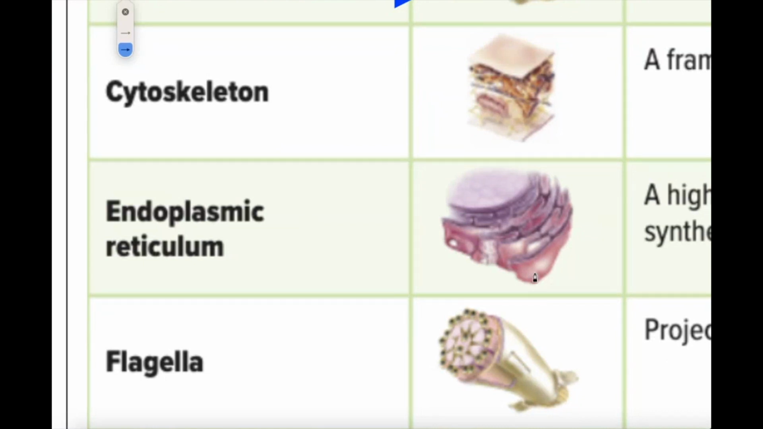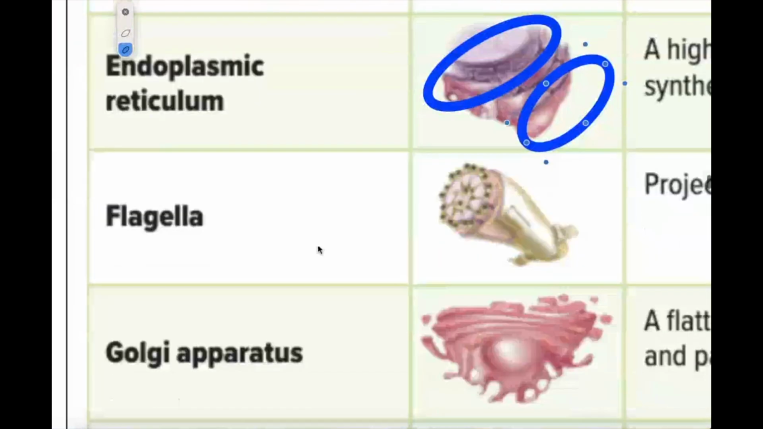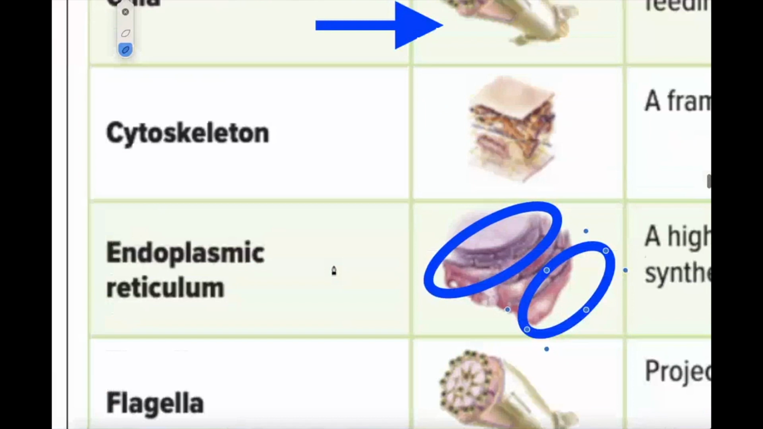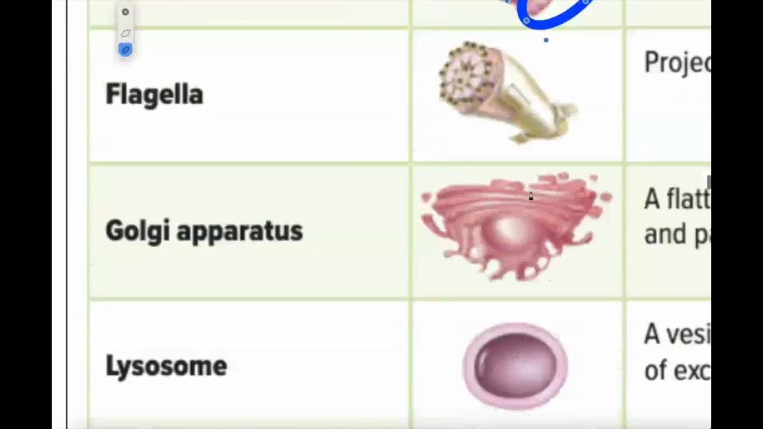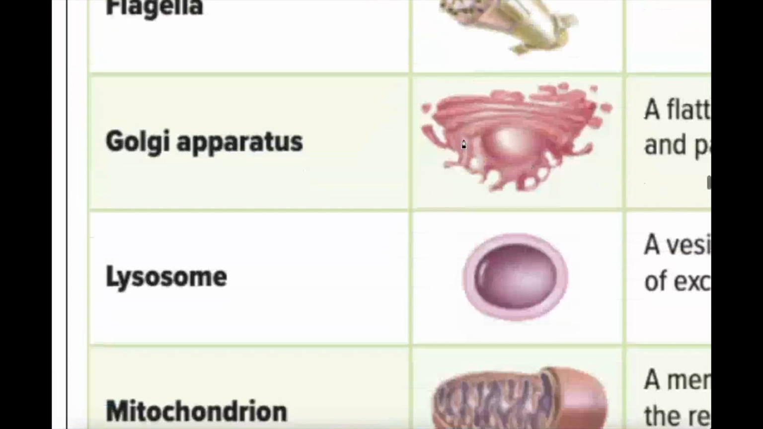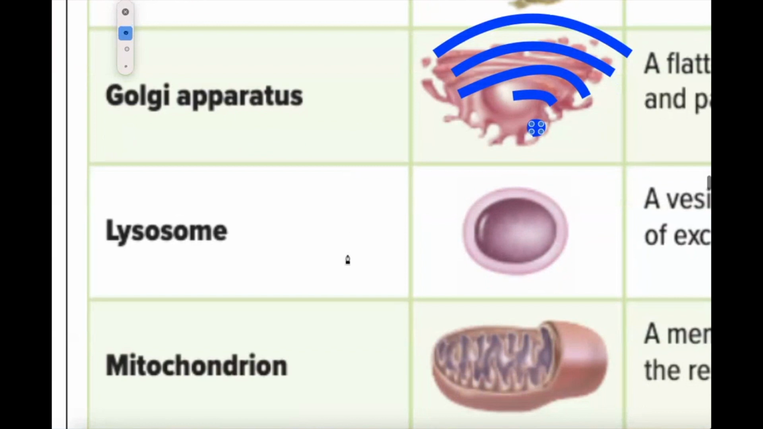ER are like this. They can be rough, like these are rough, and these are the smooth ones, on the outer side. The ones close to the nucleus are rough. Cilia and flagella both are the same, as you see from the arrangement. Golgi bodies, we studied that they look like Wi-Fi signals. You see them like this, and then you have one more like this. These are like the Wi-Fi signals.